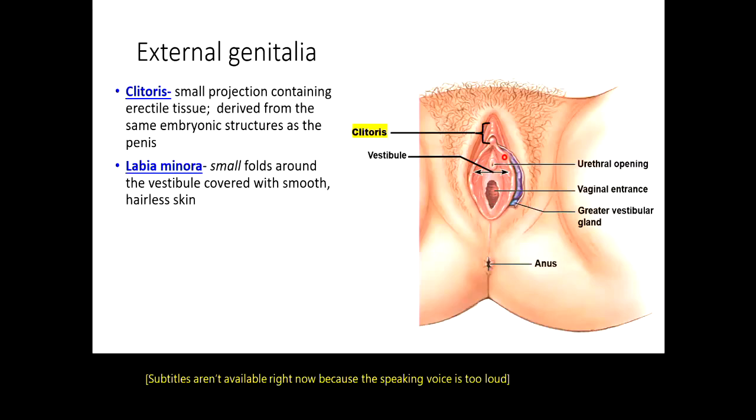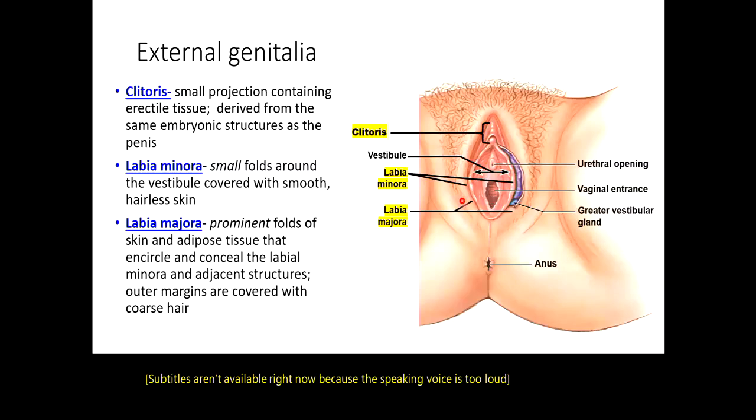Then you have the labia minora, which are smaller folds of skin. This is hairless skin, and this will eventually lead to the labia majora, which has prominent folds of skin with coarse hair on it. So these are the various parts of the external genitalia.